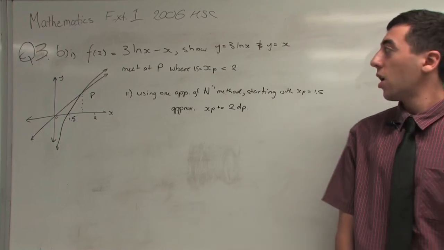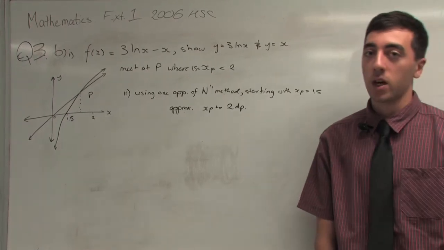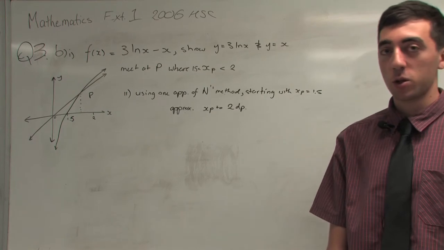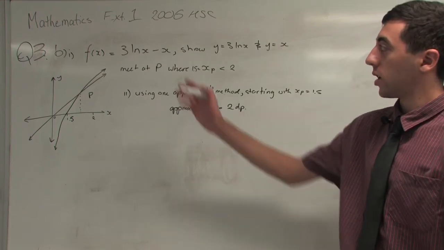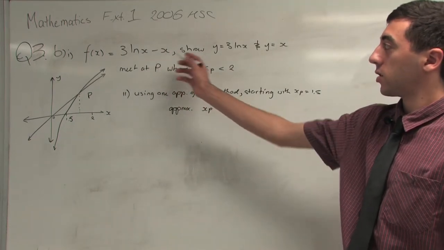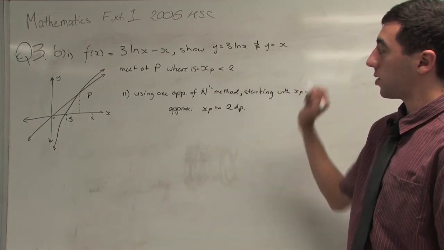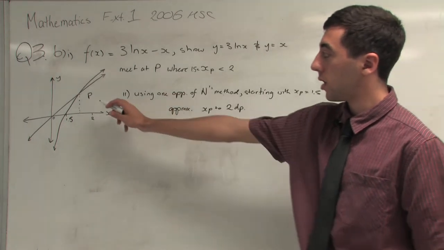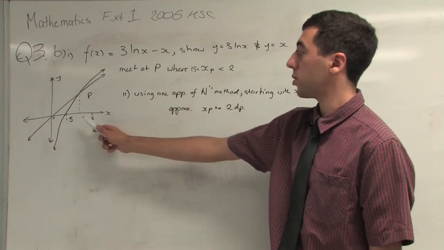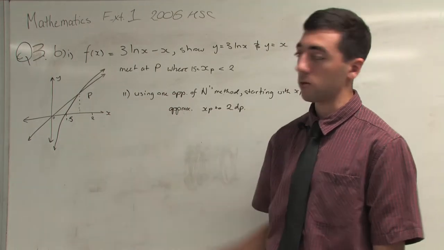Question 3b, I and ii. Now this is a Newton's approximation question. It asks us, in considering the function 3 ln x minus x, to show that y equals 3 ln x and y equals x intersect at a point P such that P's x-coordinate lies between 1.5 and 2.